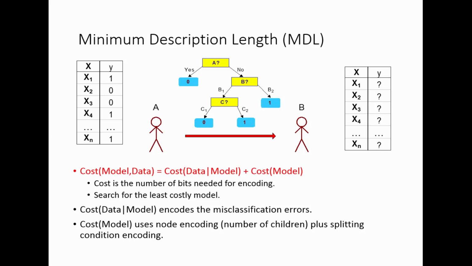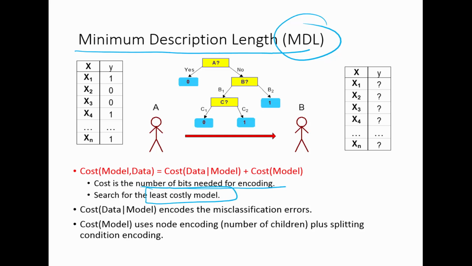Okay. The last thing we'll see is the cost of using a model. I won't get into the details of this. It's not very useful, but sometimes it is useful and you need to understand that. So what is known as minimum description length, or MDL? That means how big your model should be. Okay, so the cost of model and data is equal to the cost of data given the model plus the cost of the model. The cost is the number of bits needed for encoding. Search for the least costly model. That means the model should be least costly.